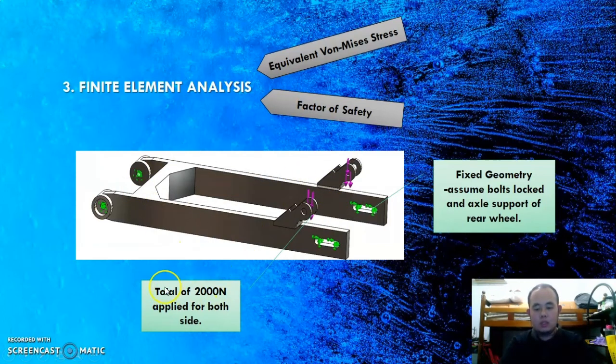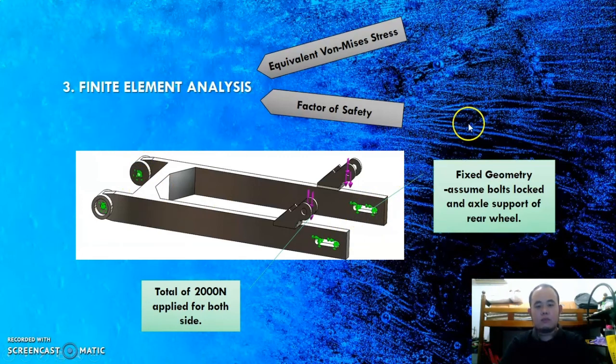So firstly, we can see the force applied condition at a total of 2000 Newton on both sides, which means one side is 1000. And at the green arrow side here is the fixed geometry. So we assume that the bolts lock at here and also the axial support of the rear wheel is fixed at here.